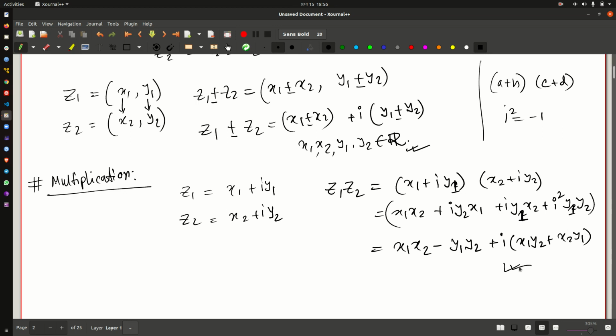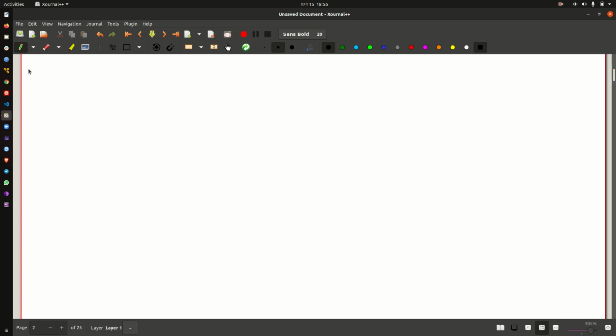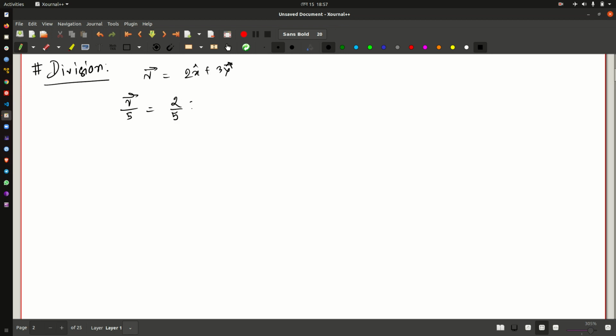And then we have the part that is called the division. So the division is a bit tricky. Let me show you why. So first think of a vector like this. Let's say there is a vector 2x hat plus 3y hat. And if you want to divide this vector by 5, then this is simply 2 by 5 x hat, 3 by 5 y hat. But if I tell you that there is another vector, let's say w, this is x hat plus y hat, right? And I want you to find out something like this. Does this make any sense?